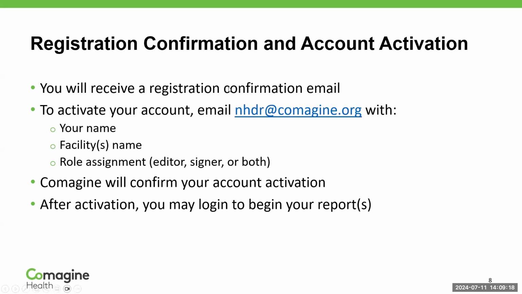The instructions are to email nhdr@comagine.org with your name, your facility name, and your role assignment, whether you want to be the editor, signer, or both. If you have multiple facilities, please include those in your email as well. Once you email us with that information, we can activate your account on the back end. You'll receive a notification and you'll be ready to fill in your reports.